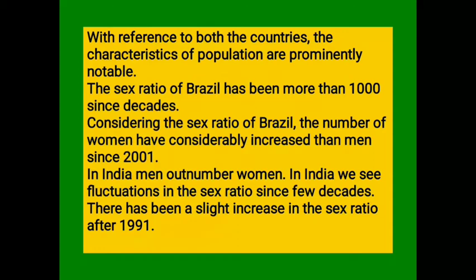Considering the sex ratio of Brazil, the number of women has considerably increased compared to men since 2001. So we can see a sudden increase in the female population of Brazil from 2001. In India, men outnumber women. That is, men are always more than women. In India, we see fluctuations in the sex ratio over the past few decades. That is, from the past few years, we have seen that sometimes the female population increases and sometimes it decreases.